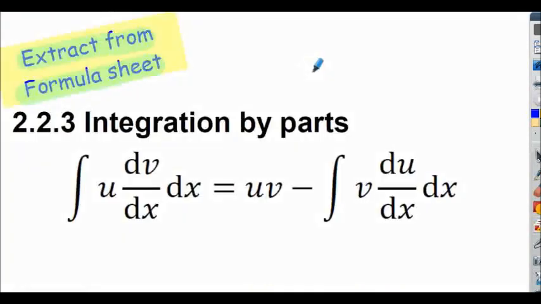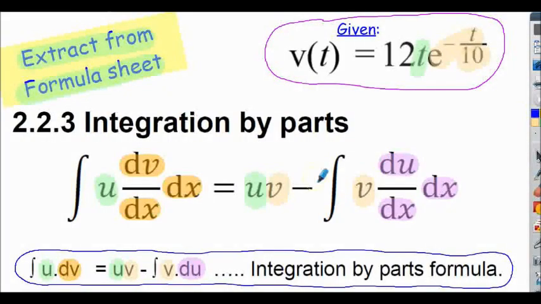For reference, here's an extract from the formula sheet showing the integration by parts formula. For your further reference, the formula we use in our notes is slightly condensed, it's at the bottom of the slide here, as essentially we cancel these terms. So on the left hand side we have the integral of u dv, shown here, and on the right hand side we have uv minus the integral of v du.